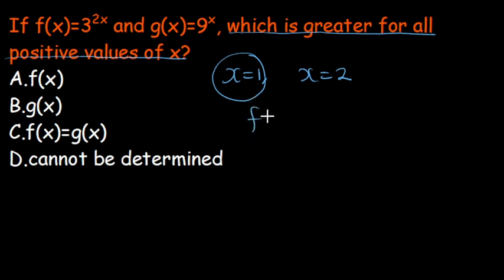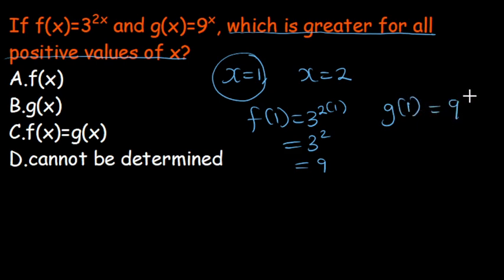Now f(1) is equal to 3^(2(1)), and when you simplify further, you have 3 raised to the power of 2, and this is equal to 9. Then for g(x), we put 1 there, and this becomes 9 to the power of 1. So we have 9 as our final answer. So option C is the correct answer. That is, f(x) is equal to g(x).